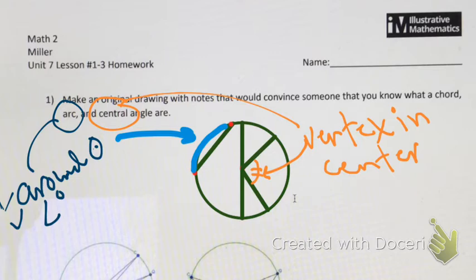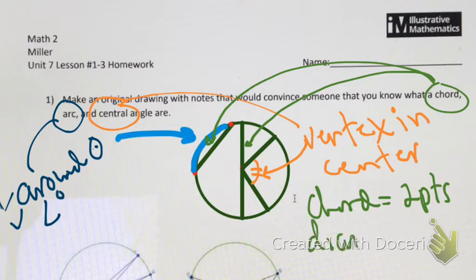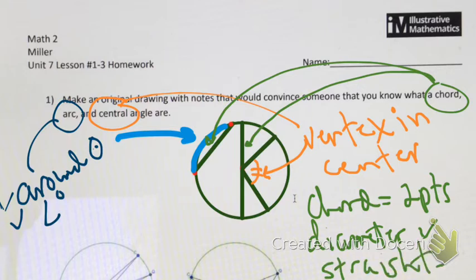If I'm asking about a chord, let's go to green. What's a chord? I'd probably go right over here and say that's a chord. I'd go right here and say the diameter is also a chord. A chord intersects at 2 points on the circle. A diameter is a yes, because a diameter can be a chord, and it's also a straight line. Whatever you do there, there's a lot of things you could do. That's basically notes and an original drawing. That's what we're looking for there.